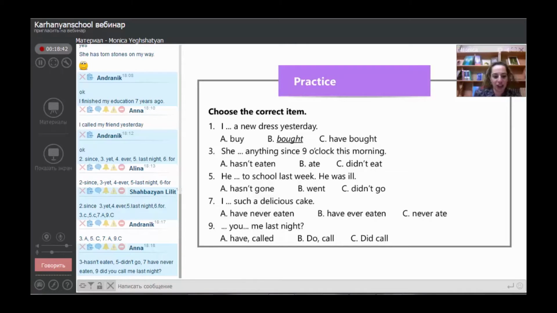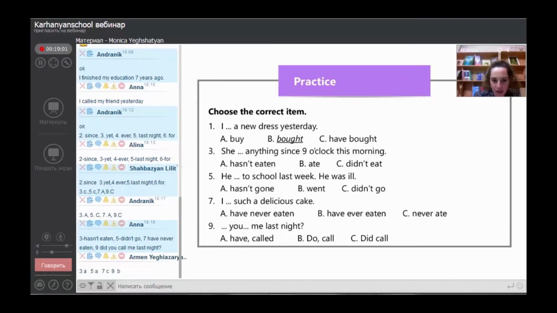So let's check. I bought a new dress yesterday. She didn't eat anything since 9 o'clock this morning. He didn't go to school last week. I have never eaten. And you called me last night.